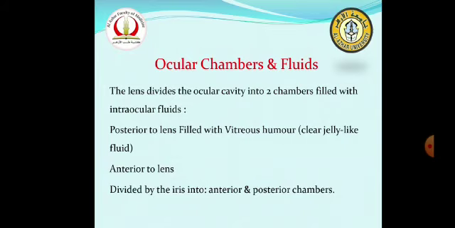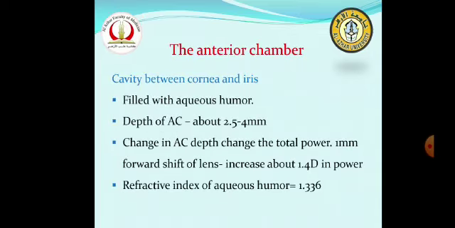Ocular chambers and fluid. The lens divides the ocular cavity into 2 chambers filled with intraocular fluids. Posterior to the lens is filled with vitreous humor and is called the vitreal cavity. Anterior to the lens is divided by the iris into anterior and posterior chambers. The anterior chamber is the space between the cornea and iris filled with aqueous humor. Its depth is about 2.5 to 4 mm.